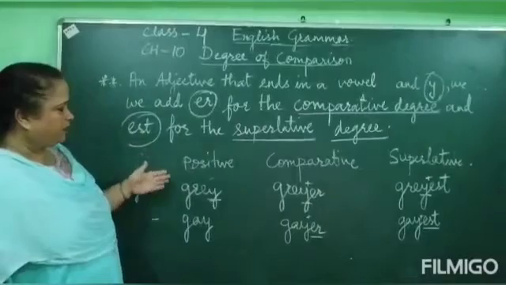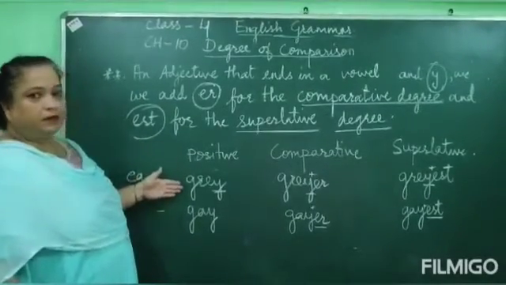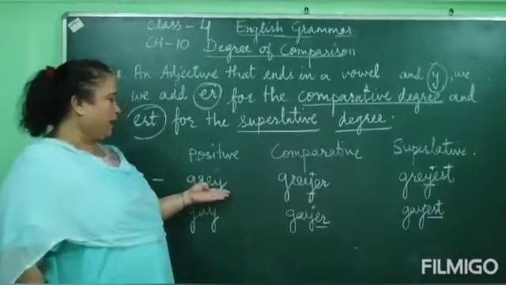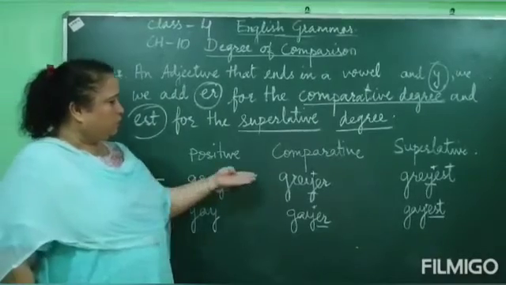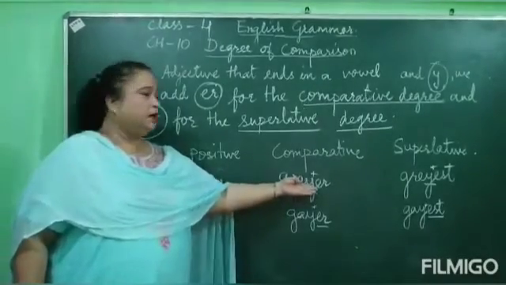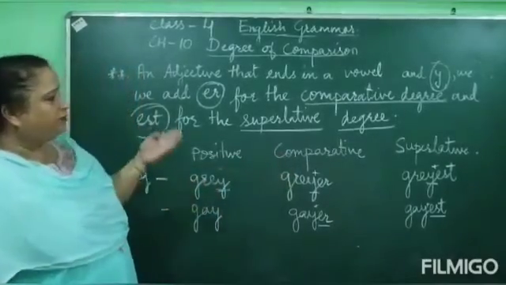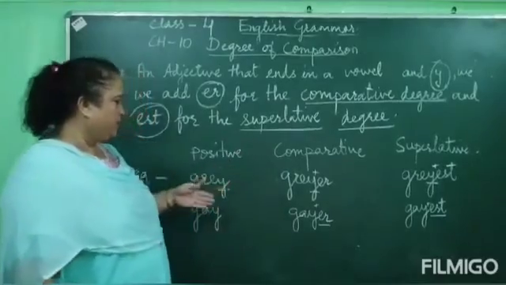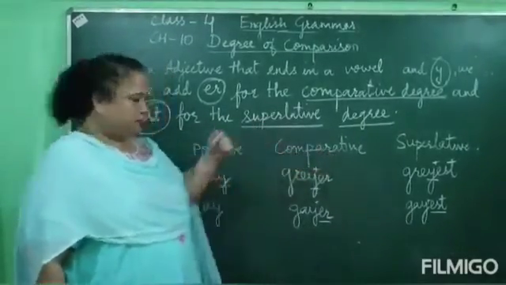Let us have a look at some examples that I have written here. The positive word is grey. It ends with a Y, and it has a vowel before it. So we add ER to make it the comparative degree, and to form the superlative degree, we add EST. That means grey, greyer, greyest.